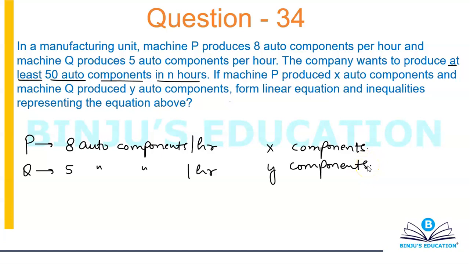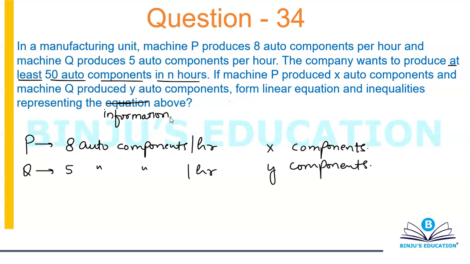form linear equation and inequality representing the information above, not equation above. I think there's a typo on my end. But I hope that you have got the basic idea. All right, so we want to produce at least 50 auto components in n hours, and machine P can produce 8 auto components in an hour, and machine Q can produce 5 auto components in an hour.